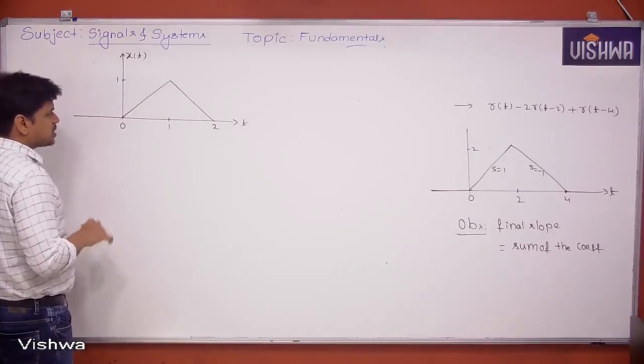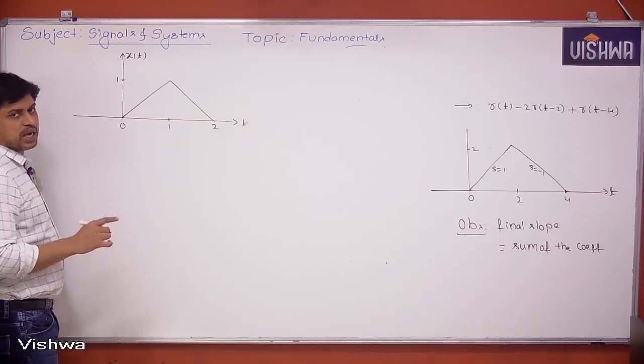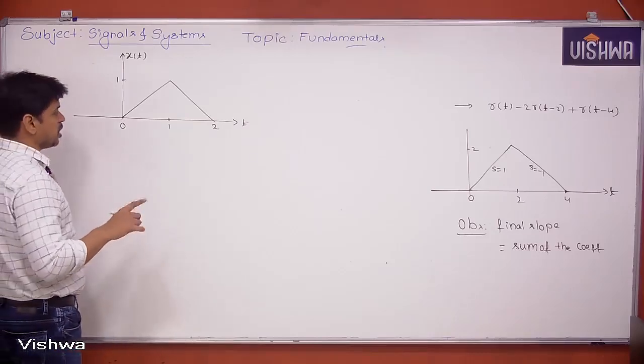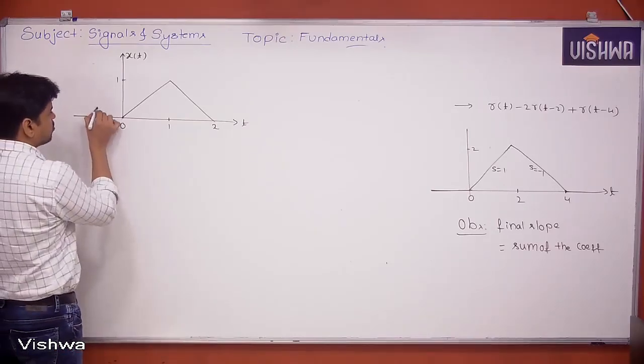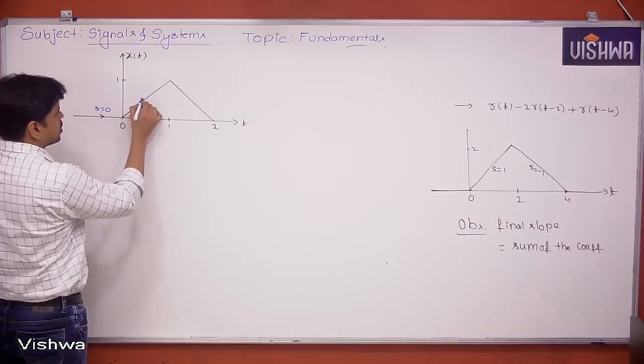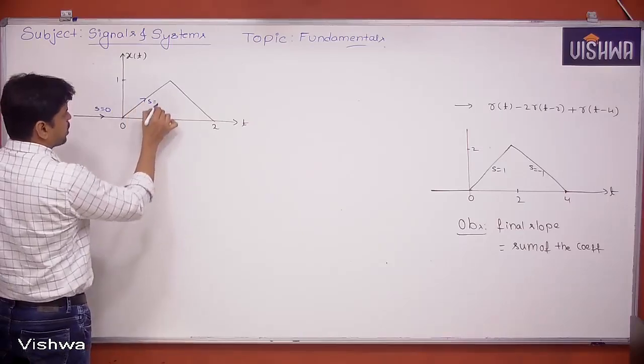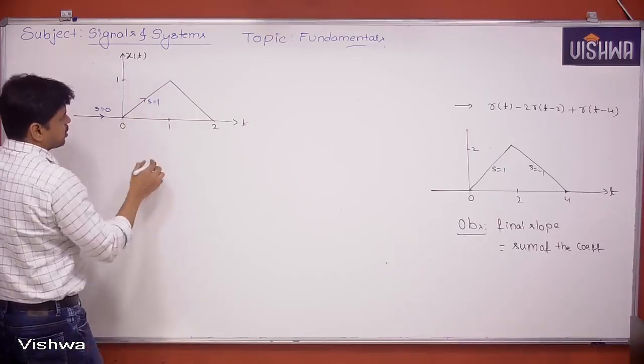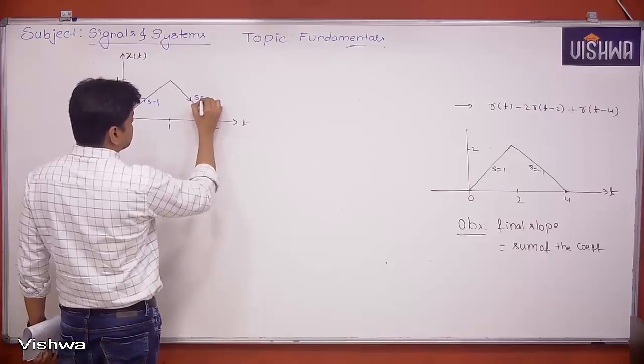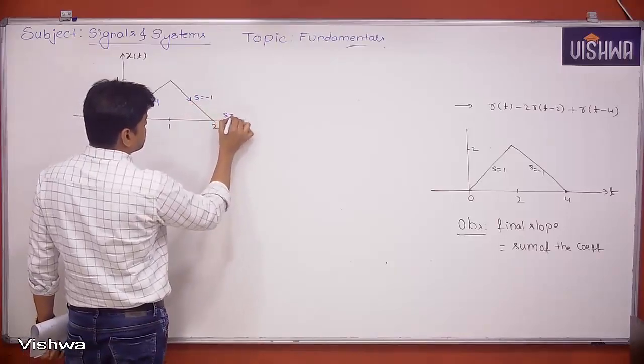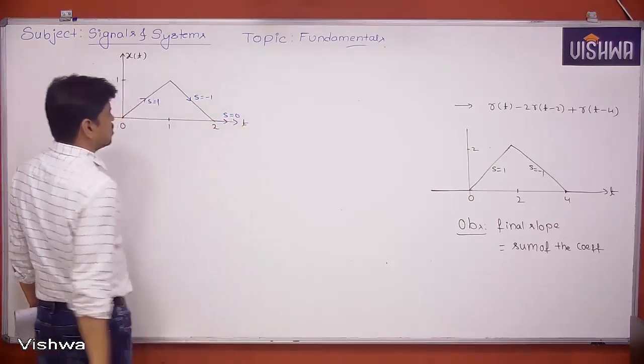coefficient. To understand the coefficient, first we have to see how much is the slope before and after the point. What is the slope of this line? 0. What is the slope of this line? 1, because 1 unit, 1 unit. What is the slope of this line? -1. What is the slope of this line? 0. So that is the meaning of it.